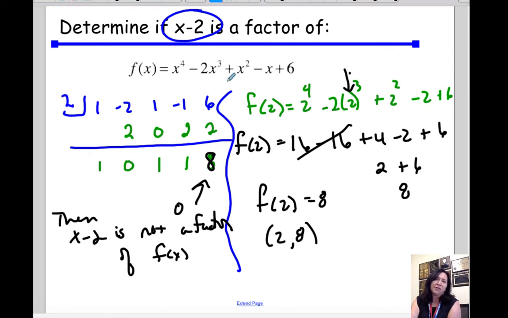But the question says, determine if this is a factor. It's not a factor if this doesn't become 0. This value has to be 0 for it to be a factor. Otherwise, it's not a factor.